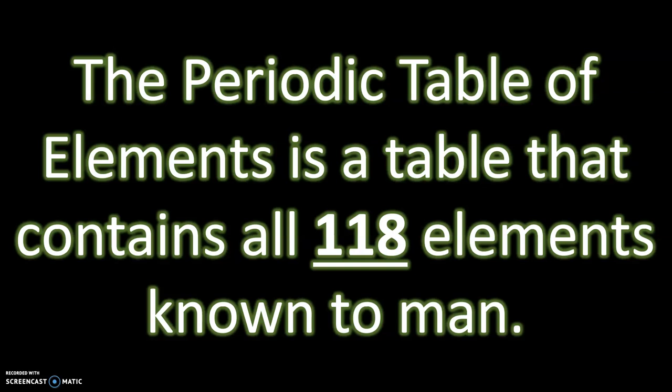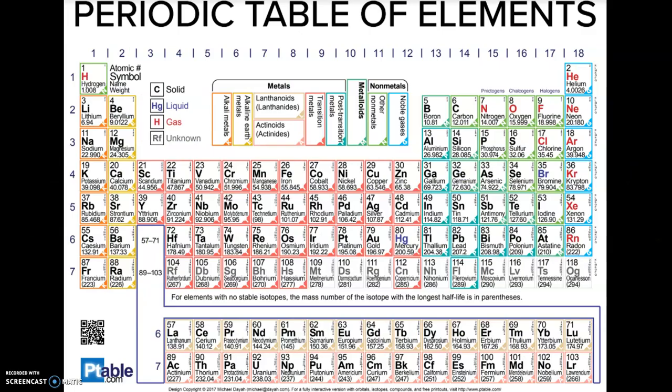So first off, the periodic table of elements is a table that contains all 118 elements known to man. Now, this used to be a lower number, and it still probably could be a higher number. But as of right now, we know of 118 elements. And here is the periodic table in all of its glory. If you look across this entire table, there are a lot of elements to know. Again, 118 of them, but I don't really expect you to know all of them by heart, and I will talk about that here in a second.